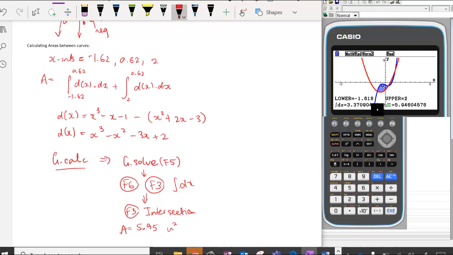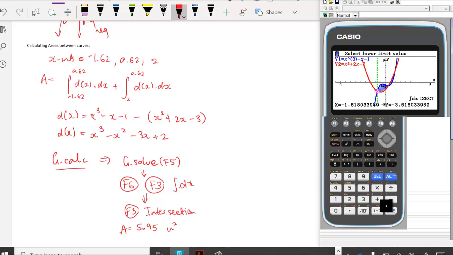Now, if we did that again, and we look at the integral using the intersect of just the first section, we can see that this area and the integral is the same, 4.65. And if we go G-solve, integral and intersection again, and we just look at the second area, we can see that it's a negative section, 1.28, and the area is 1.28.